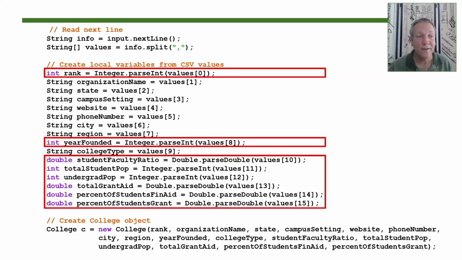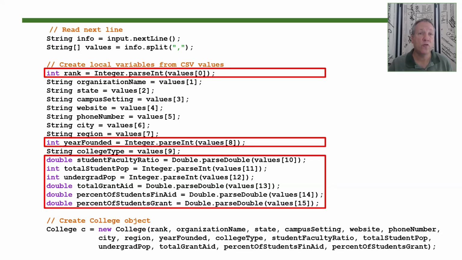Here's the solution. So you'll notice we have Integer.parseInt(values[0]), or Integer.parseInt(values[8]), or Double.parseDouble(values[13]). And what this does, it takes each of those string values in the array, converts them to either doubles or integers, and returns an int or a double. So now I can assign them to my local variables with the correct data type.